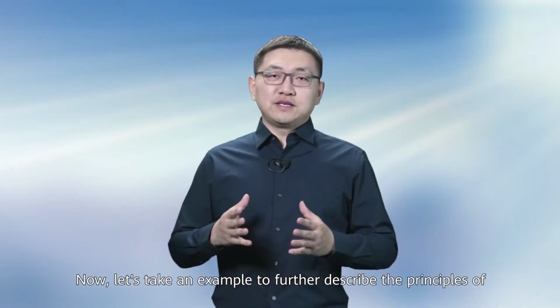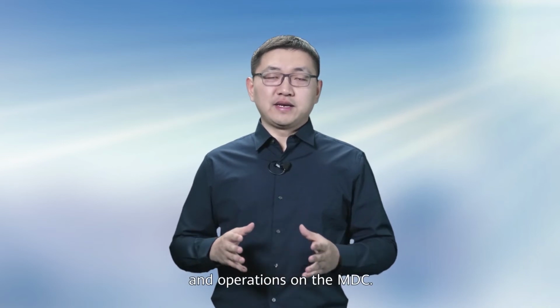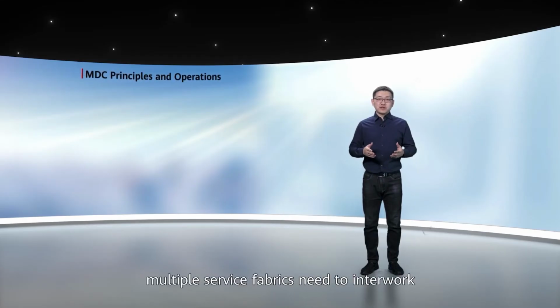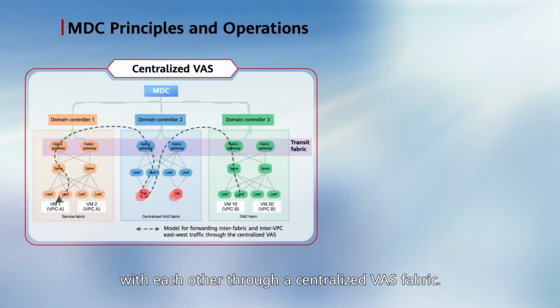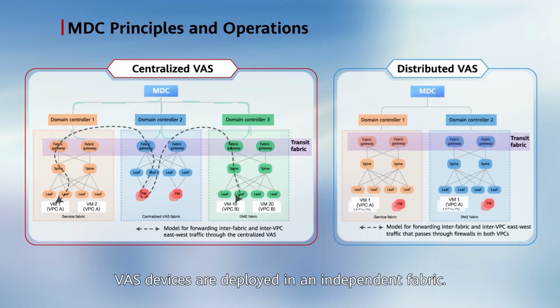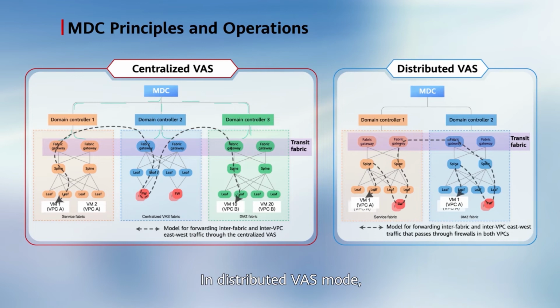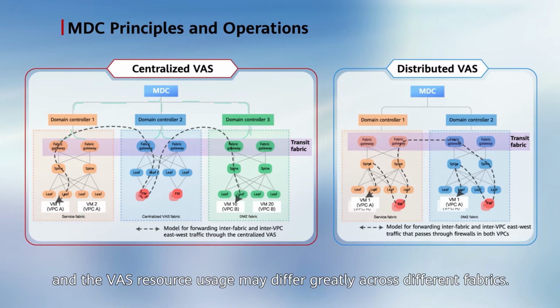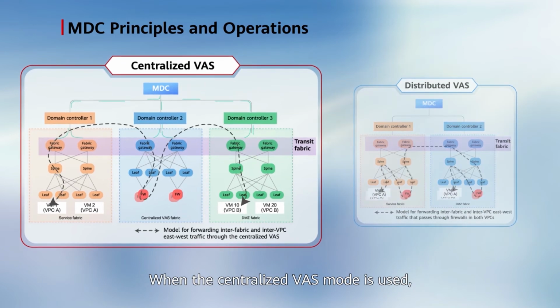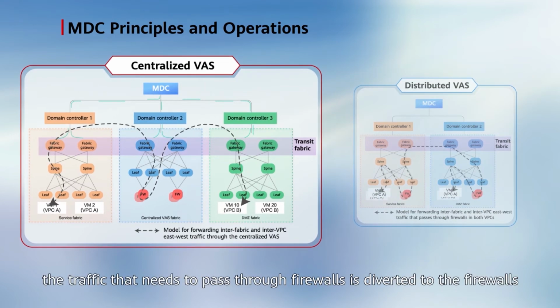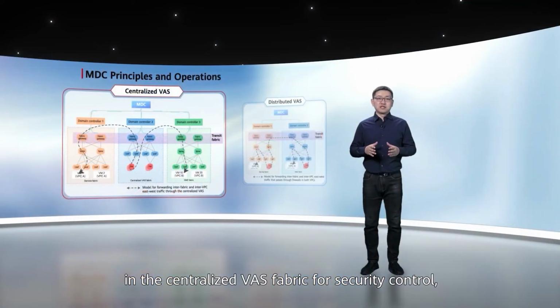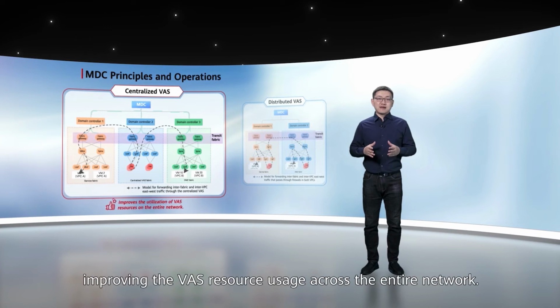Now let's take an example to further describe the principles of and operations on the MDC. In this example, multiple service fabrics need to interwork with each other through a centralized VAS fabric. In centralized VAS mode, VAS devices are deployed in an independent fabric. In distributed VAS mode, VAS devices are deployed in each service fabric, and the VAS resource usage may differ greatly across different fabrics. When the centralized VAS mode is used, the traffic that needs to pass through firewalls is diverted to the firewalls in the centralized VAS fabric for security control, improving the VAS resource usage across the entire network.